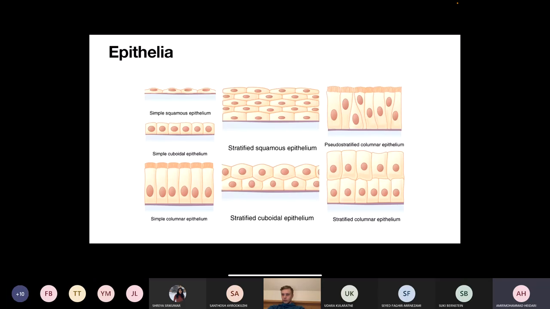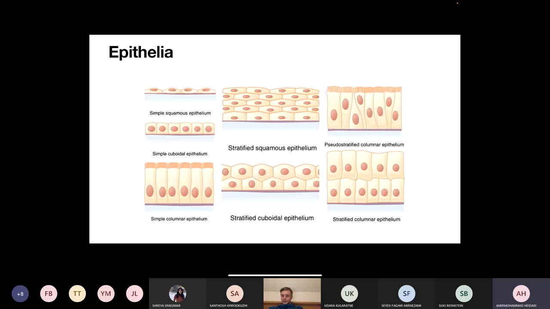So coming on to epithelia, as we said, we're going to focus on epithelia more than anything else in this talk. Starting from the left-hand side, you have simple squamous epithelium, which is very thin, and it is good for exchanging gases or anything that you want to really exchange things fast and efficiently. And it's simple, so it means that it's not stratified, it's not layered.